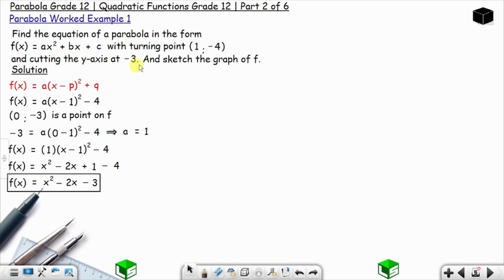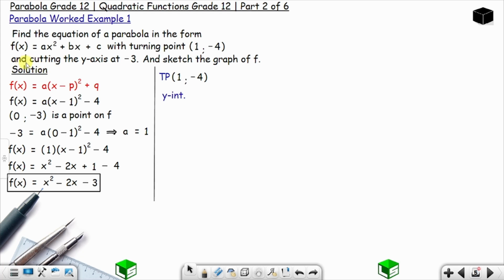Now we have to sketch the graph because the question says, and sketch the graph of f. Okay, let me draw a line here. So to sketch the graph of f, you are going to need the turning point. You are given the turning point. These are the coordinates, right? And you're also going to need the y-intercept. You are given the y-intercept, right?